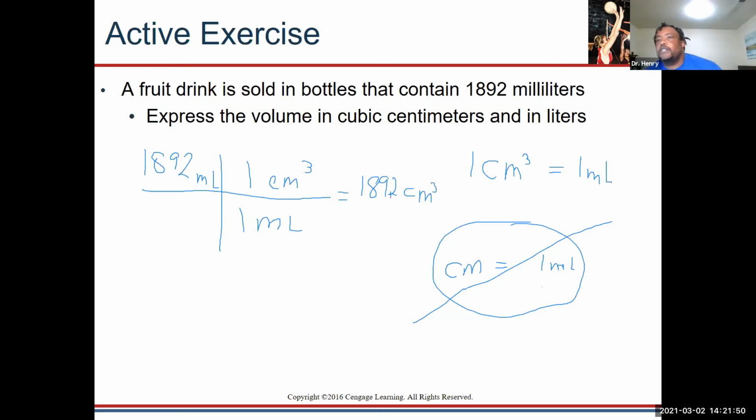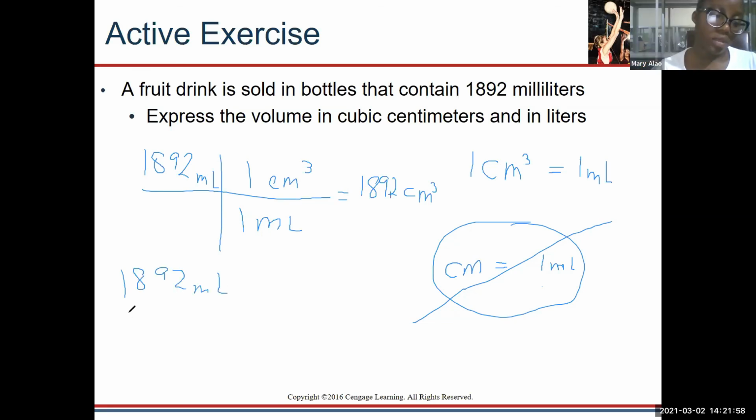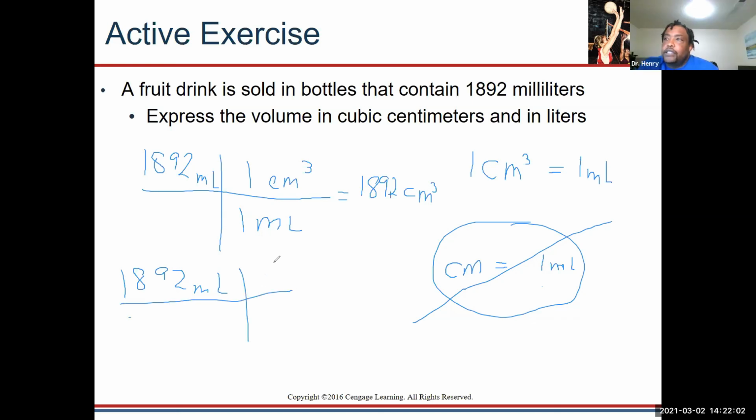Okay, so if I also wanted to change this into liters, what do I need to do? There are 1,000 milliliters in 1 liter. So 1,000 milliliters equals 1 liter. Yeah.